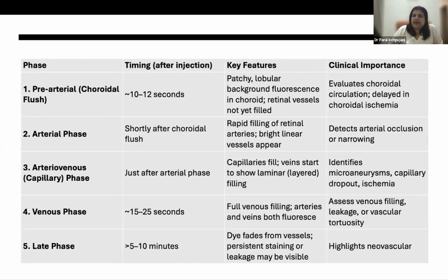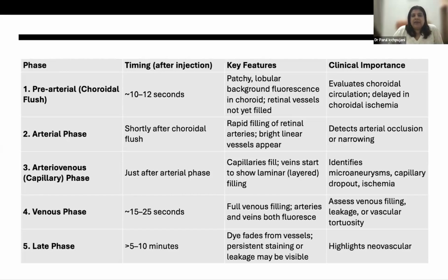So first is the pre-arterial phase or the choroidal phase. From the arm, once the dye has reached the retina, it first enters the choroid. The timing after injection is about 10 to 12 seconds, in which you will be able to evaluate the choroidal circulation. If there is a delay, that means that there is choroidal ischemia. After this, the dye enters the retinal vessels. There is a rapid filling of retinal arteries, and this phase is called the arterial phase. There, it detects arterial occlusion or narrowing.